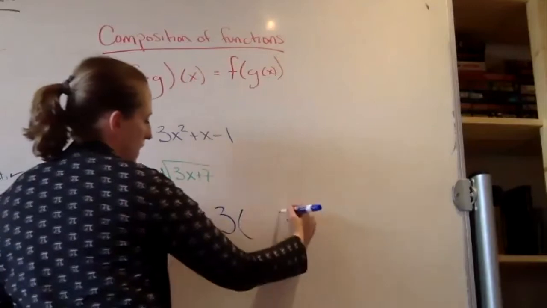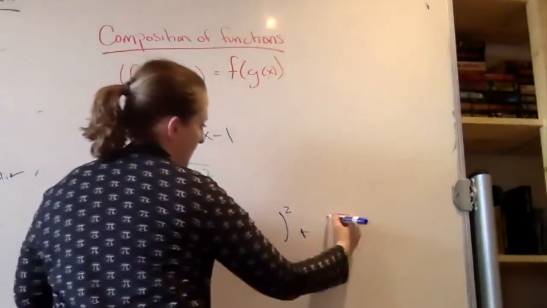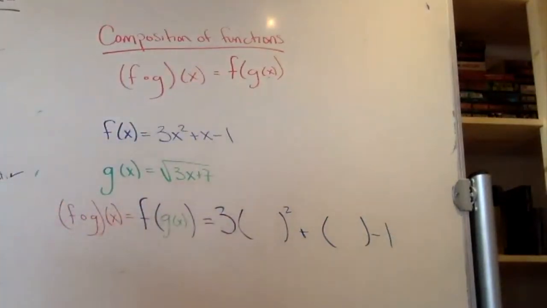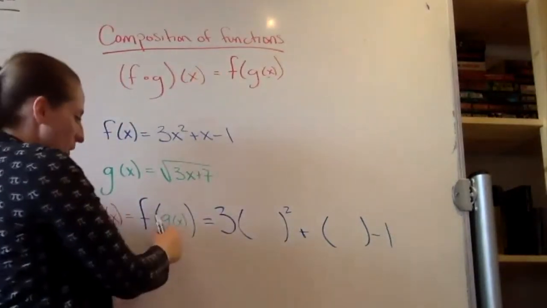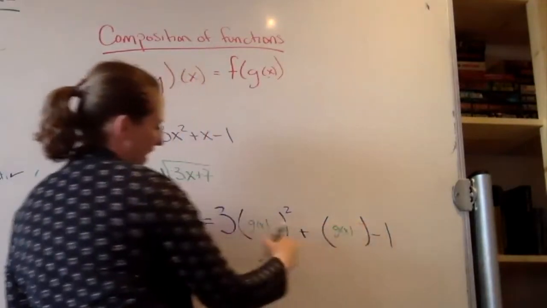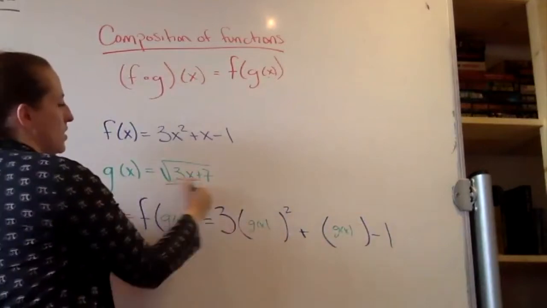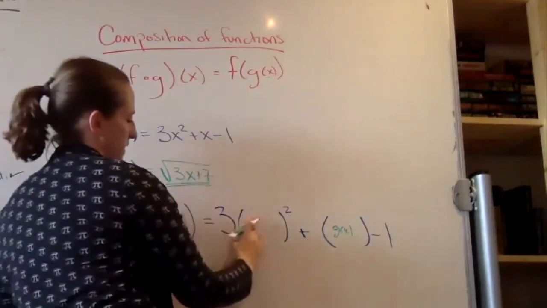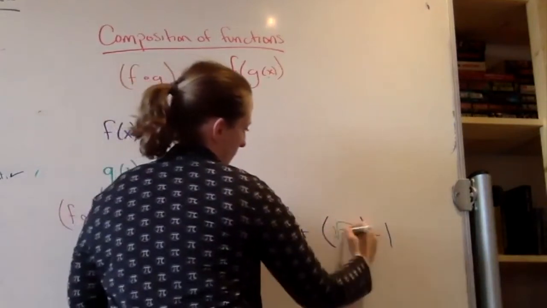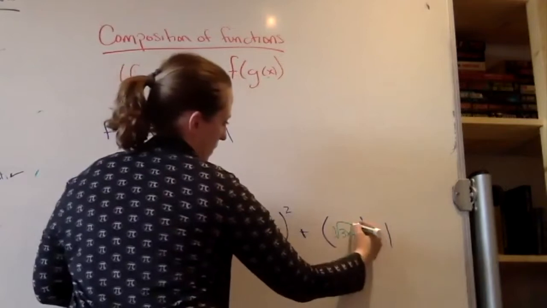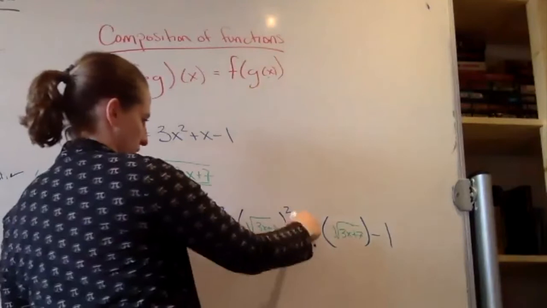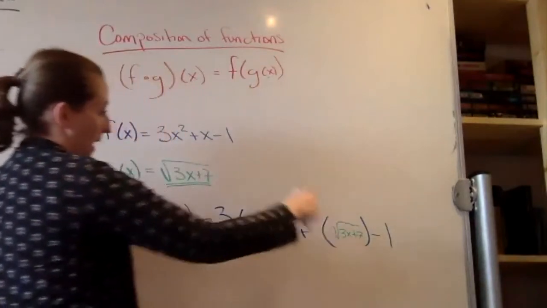f is 3x squared plus x minus 1. I left big old blank spaces for x. Why? Because I don't want x there. I want g of x. But really, I don't want just the term g of x. I want what g of x stands for. g of x is the square root of 3x plus 7. So here is my composition: 3 times the square root of 3x plus 7, squared, plus the square root of 3x plus 7, minus 1.